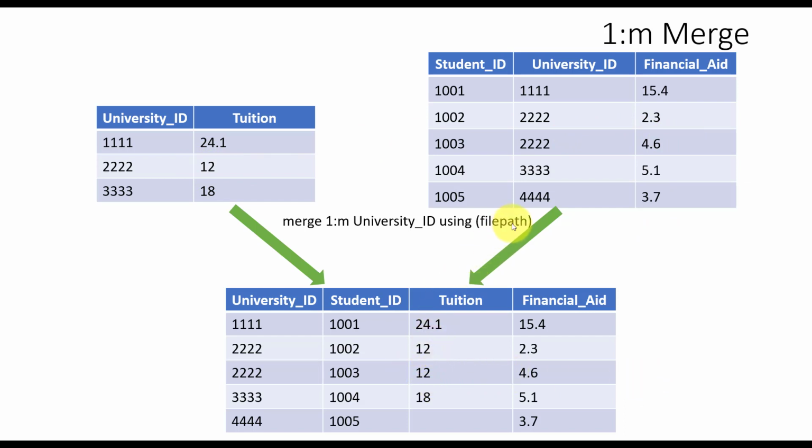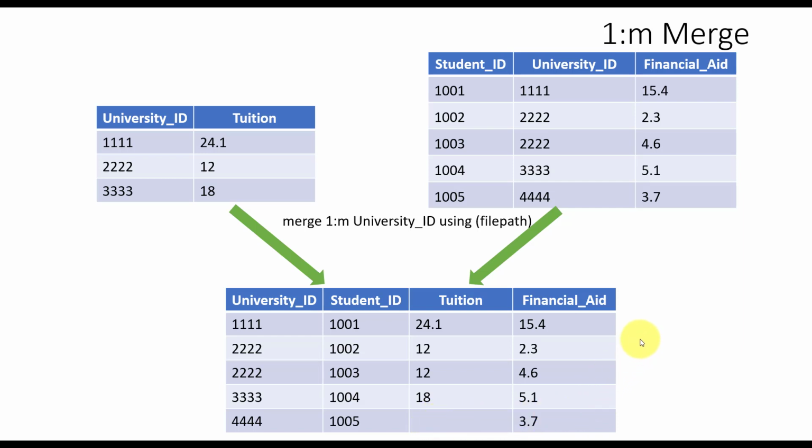And then the other thing is you'll see that this isn't a perfect match. So there's a student here in the using data, student 1005 from university 4444, who is in the using data, but information about their university is not in the master data. And so when we get to the resulting data, we'll just see that it's missing. It means it's just not there.